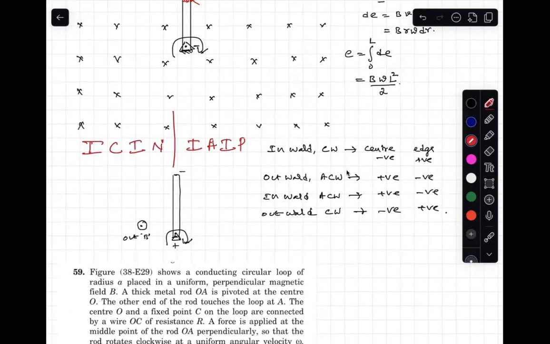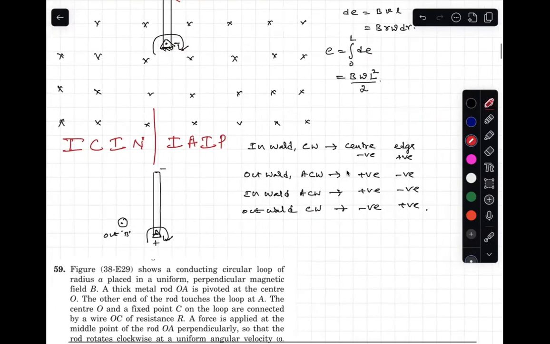Inward, anti-clockwise, inner edge, positive. These are very difficult, okay, follow this. Inward, clockwise, center negative, edge positive. Inwards, anti-clockwise, center positive, edge negative. Likewise, four combinations. Any doubts?